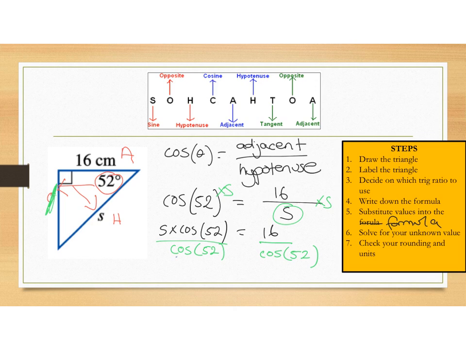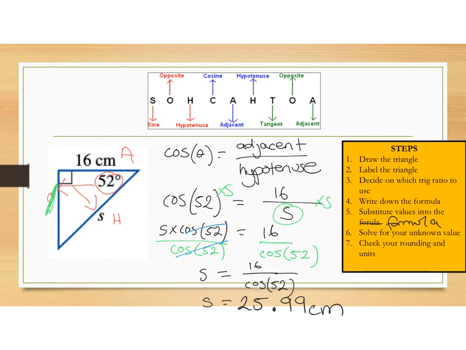2, and then they're going to cancel. And then I'm left with S equals 16 over cosine of 52, which I then put into my calculator, and I end up with S equals 16 divided by cosine of 52 comes out at, let's round to 2 decimal places again, 25.99, and in this case we've also got a unit that we need to check for. So this here was in centimetres, so we're going to make that centimetres too.